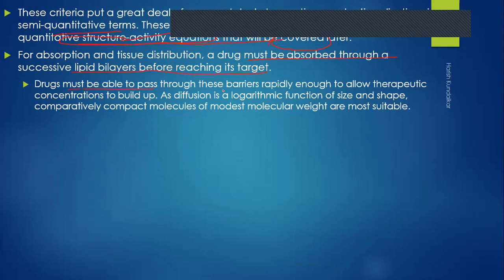And drugs may be able to pass through these barriers rapidly enough to allow therapeutic concentrations to build up. As diffusion is a logarithmic function of size and shape, comparatively compact molecules of modest molecular weight are more suitable. So, in other words, what we are trying to say here is that the shape should be something like spherical. Size should be as small as possible. So that is what we have talked about in Lipinski's rule of five, right?